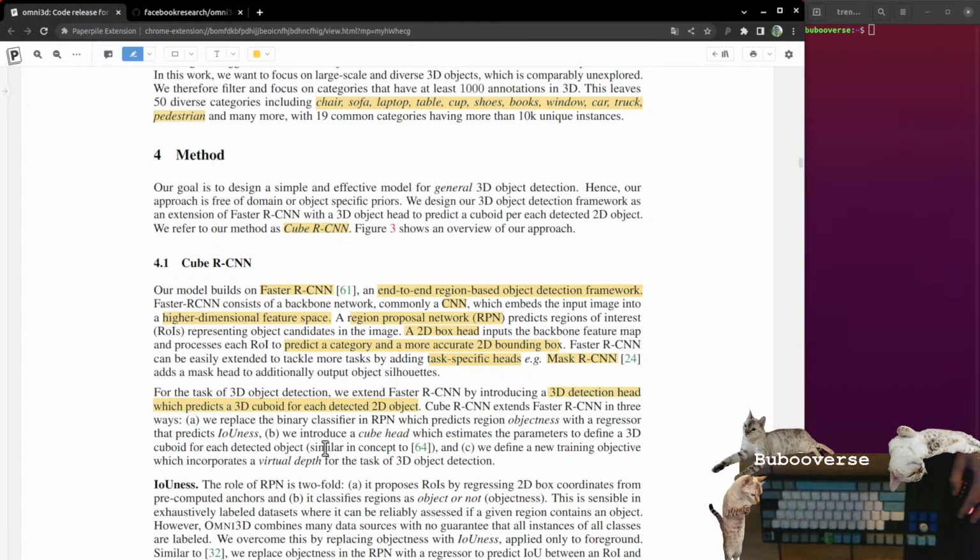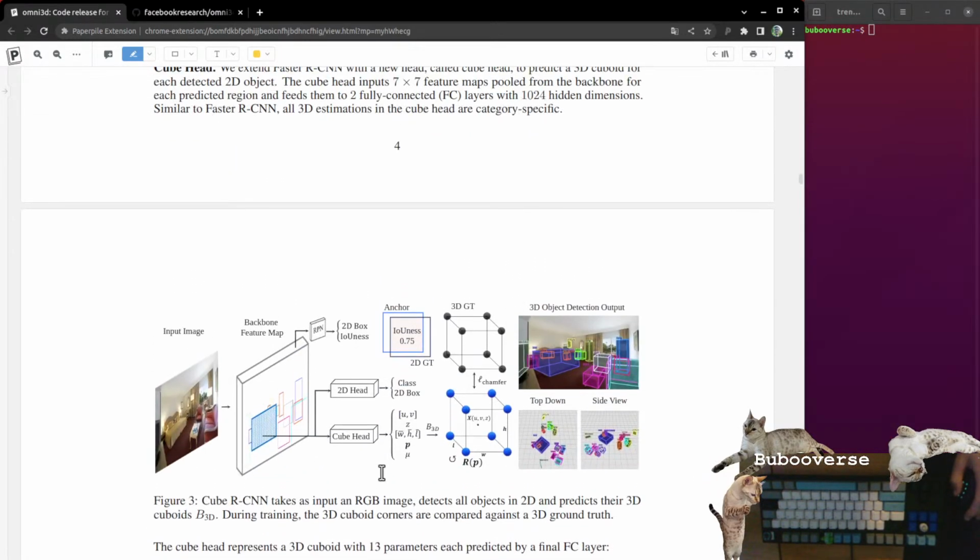Okay, here are the different things that they do. They replace the binary classifier in RPN, which predicts region objectness, with a regressor that predicts IOU-ness. Okay, so in the RPN, which is again the model that kind of crops out. Do they have a picture of this? Okay, here we go.